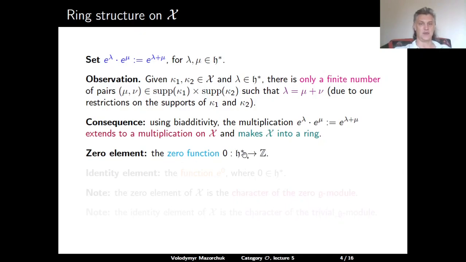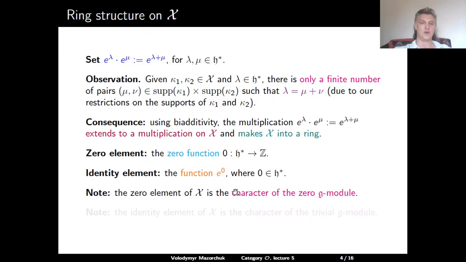It assigns to any weight the value 0. And the identity element is the function, the exponent of 0. So it assigns to the 0 weight the value 1, and it assigns to all other weights the value 0. One can note that the 0 element of X is the character of the 0 G module, and the identity element of X is the character of the trivial G module.